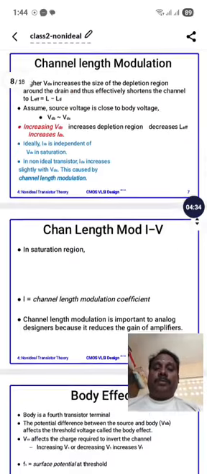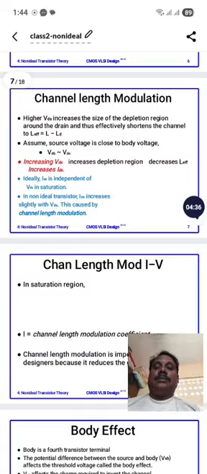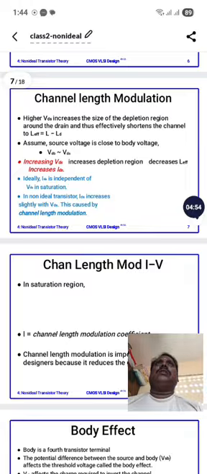The next one is channel length modulation. The channel is created between the source and the drain whenever the biasing is attained at the gate terminal. The channel is formed by charge carriers. As we know, in theoretical logic the charge carriers move in a single path, but in practice it is not like that. It gets deviated due to the high VDS.